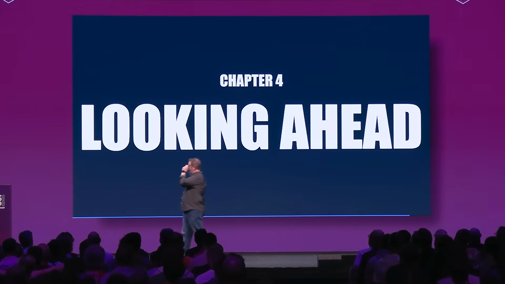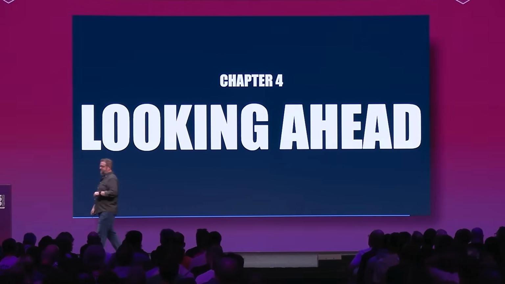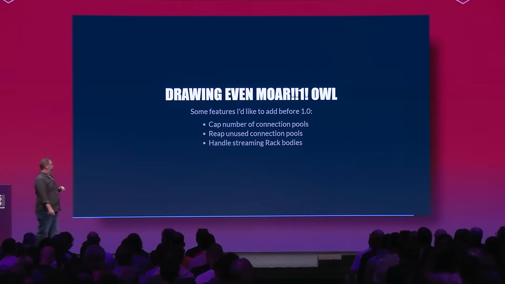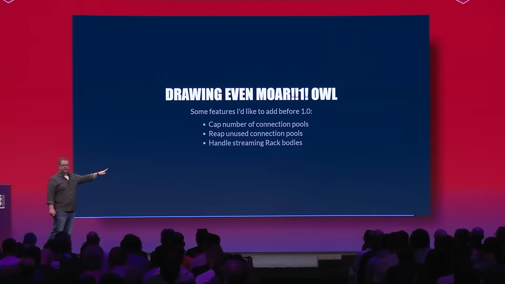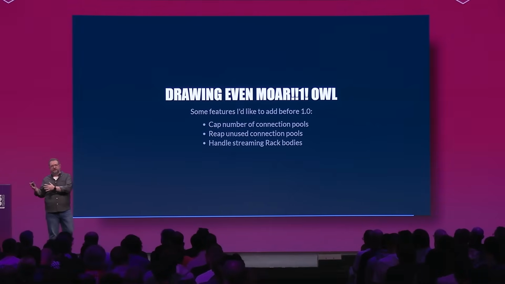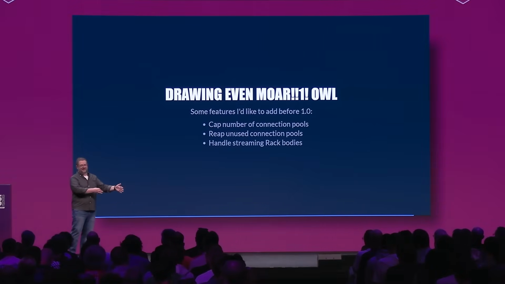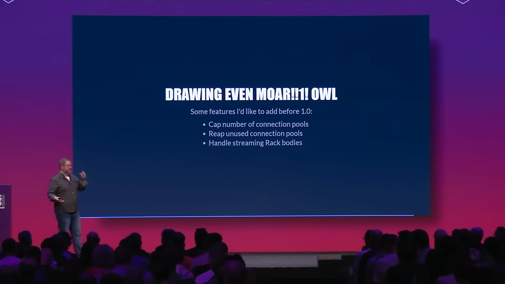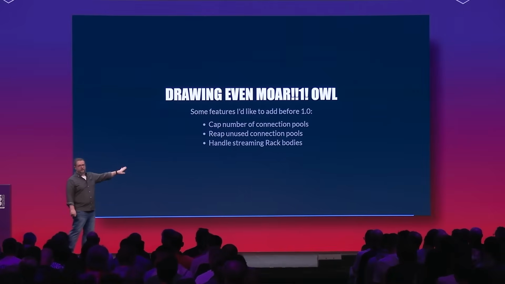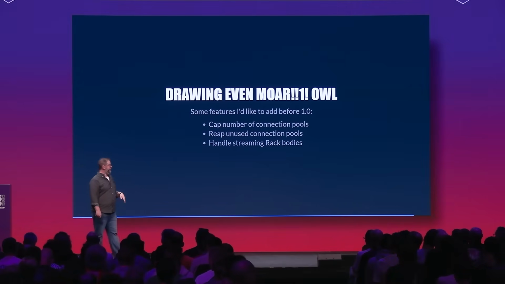I'm sorry about that. Looking ahead, I would like to do a few things before I ship a 1.0 of this, but really what it boils down to is trying to manage the connection pools. Right now, it's possible if you have one request each from 10,000 customers, that you're going to have 10,000 connection pools in memory. That's not going to be a good scene. So what I want to be able to do is set a cap on the number of connection pools and then reap unused ones over time. And this will make it a little bit more manageable.